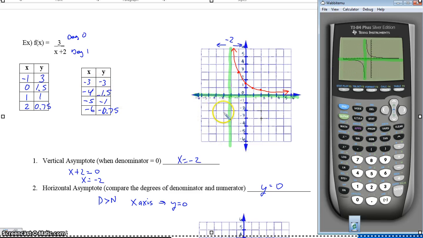Let's just confirm by plotting these points. Negative 3, negative 3, negative 4, negative 1.5, negative 5, negative 1, and negative 6, negative 0.75. So again, there's my other curve. Had I not taken the time to figure out what my vertical asymptote is, I wouldn't know what numbers to put in as the x values for my t-tables. So remember, I'm going to pick numbers that are on either side of that vertical asymptote, because the graph does not exist there.